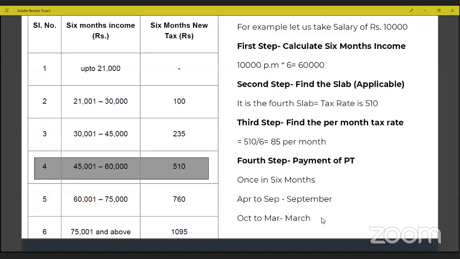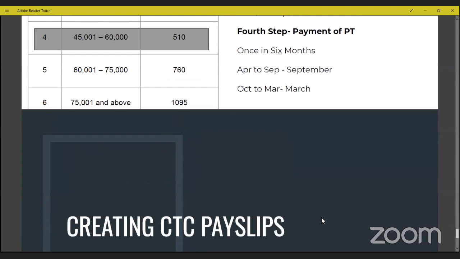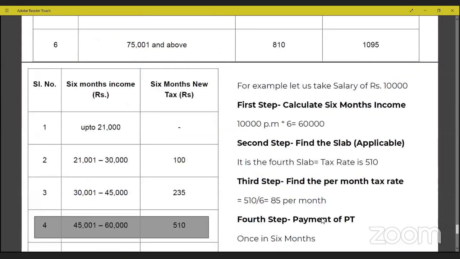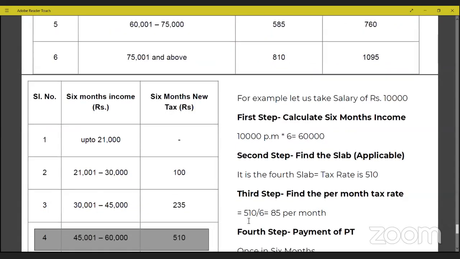Okay. So are we clear till this? Any questions? Any queries? Are we clear till this?